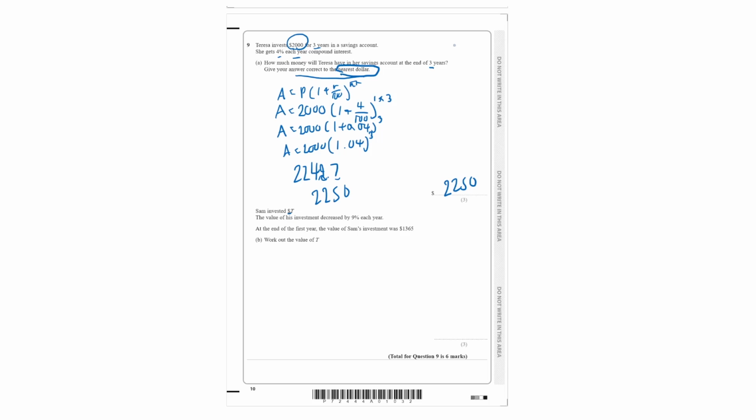Sam invested T dollars. The value of his investment decreased by 9% each year. At the end of the first year, the value of Sam's investment was 1,365. Work out the value of T.